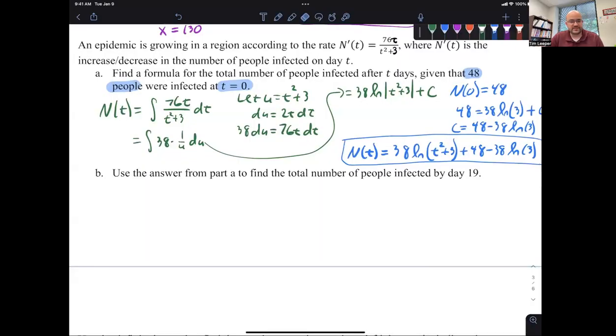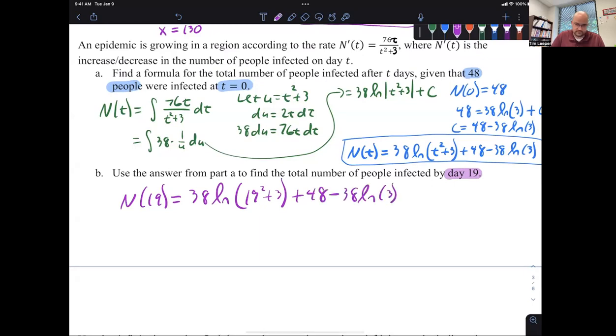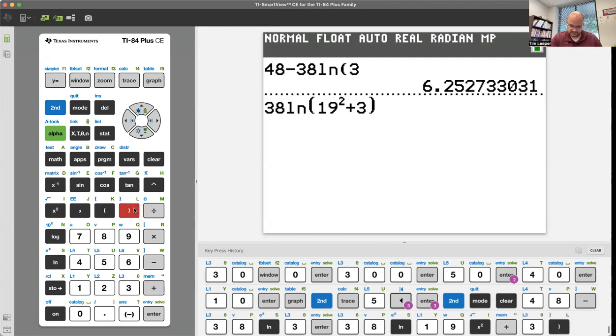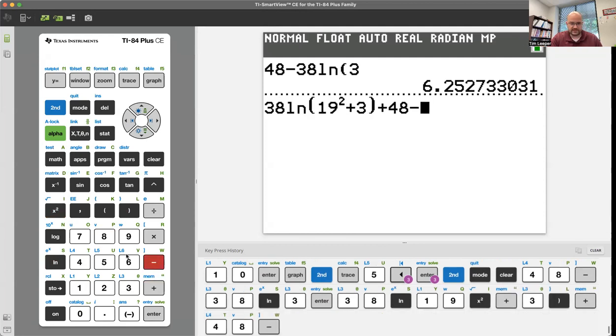Good. Letter B says, use the answer from part A to find the total number of people infected by day 19. Well, to do that, I just need to find what is n of 19. Well, that'd be 38 times the natural log of 19 squared plus 3, plus 48 minus 38 natural log of 3. So let's go type this in. So it's going to give me 38 times the natural log of 19 squared plus 3, close parentheses, plus that 48 minus 38 times the natural log of 3.